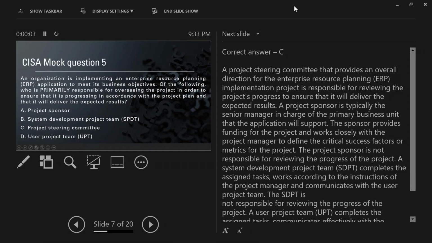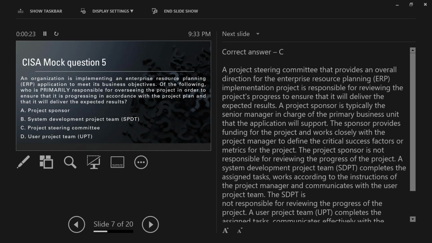So it is the role of the steering committee to be involved in the activities relating to the day-to-day project, more of the project manager who is part of the steering committee. What steering means is ensuring that the project is on the right path. So that is what the project steering committee is.